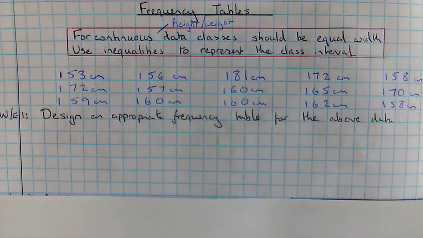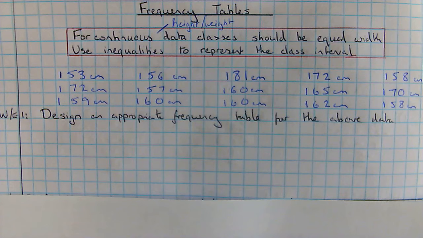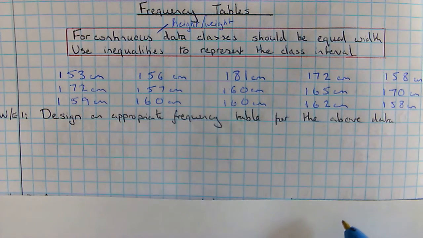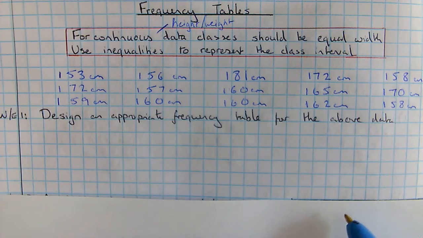When we group them, we need to make sure that we group them in data of equal class widths, and we use an inequality to represent each class interval. So we're going to have a look at how we do that. So I'm given here 15 students' heights. So I'm going to have a look and see what the lowest height is.